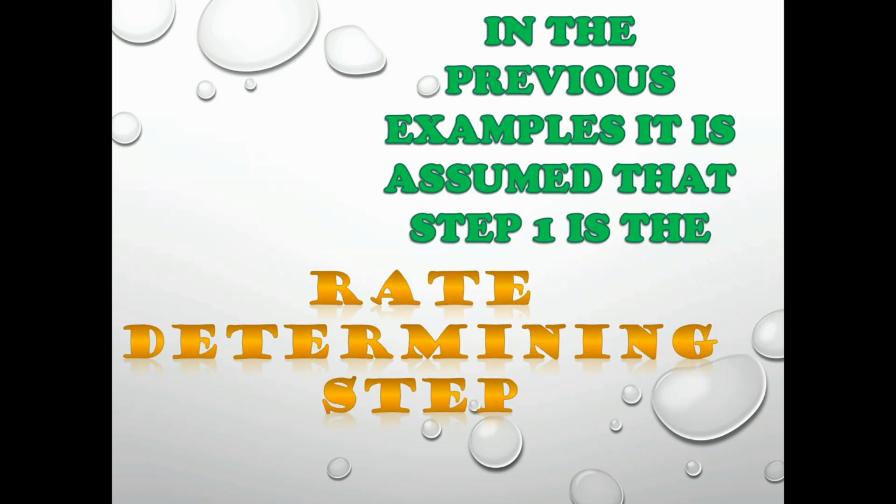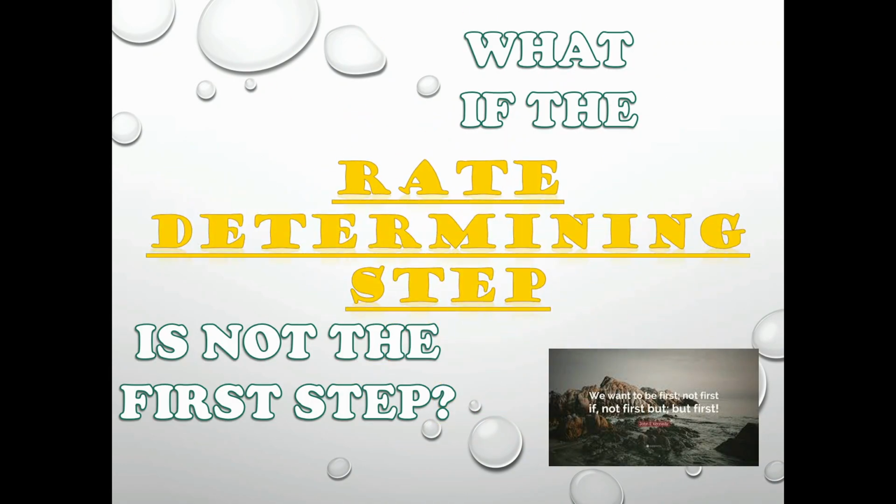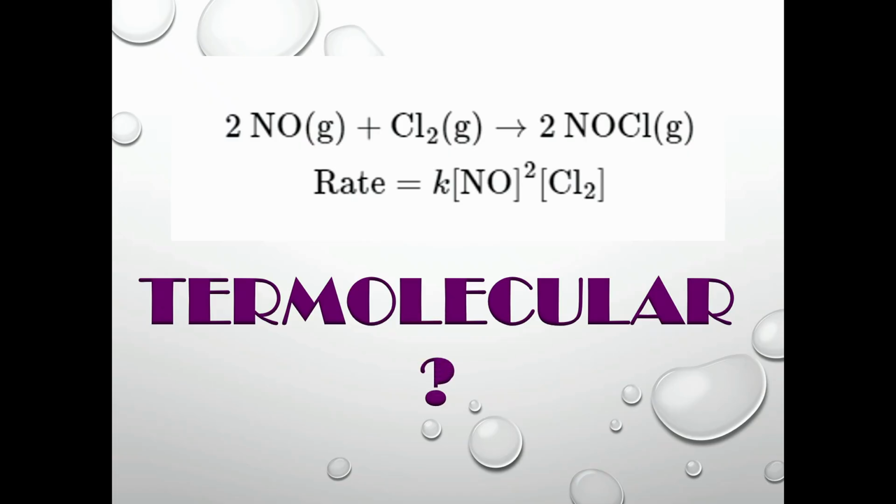But as I just said before I showed that slide, with the one that we had that had 3 steps, the third step was the rate determining step. So what do we do if step 1 is not the rate determining step? Well, now I got a problem because the rate determining step always defines the rate law. So this reaction, NO plus Cl2, has a reaction rate that's [NO]^2 times [Cl2]. It looks like it's termolecular, except we know termolecular reactions are rare.